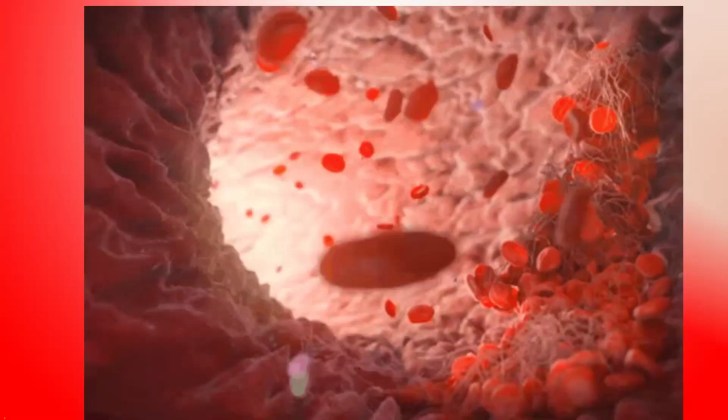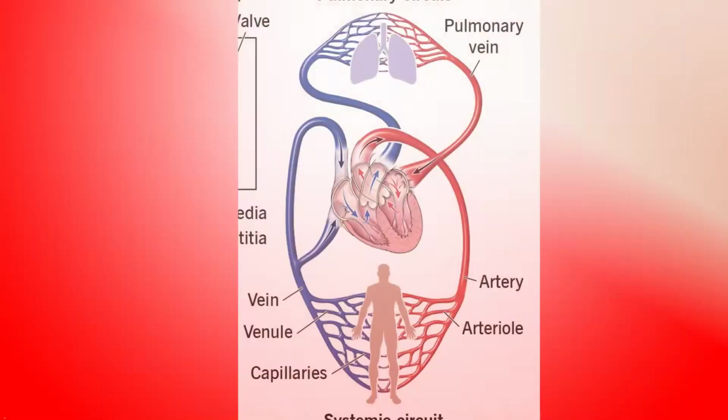Blood flows through our body through the circulatory system. That is, the heart pumps the blood into the arteries. The arteries branch into arterioles, which further branch into the capillaries.